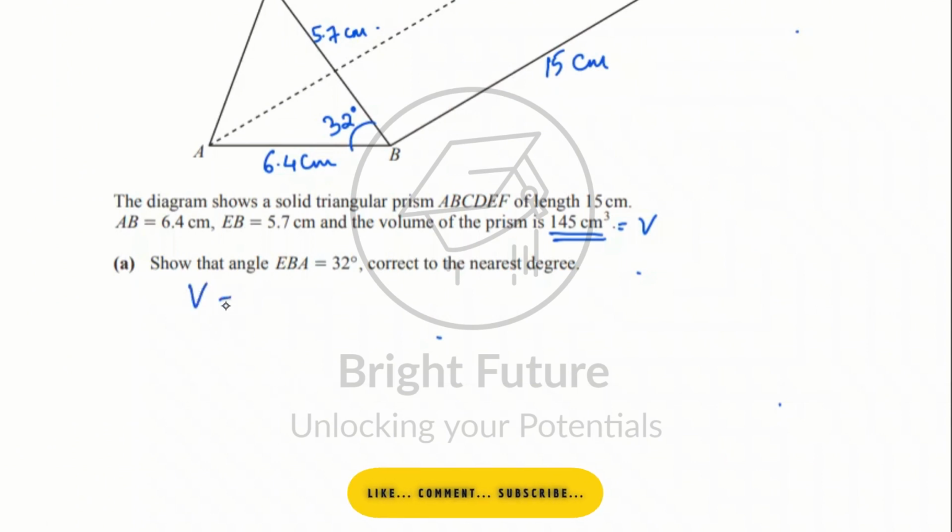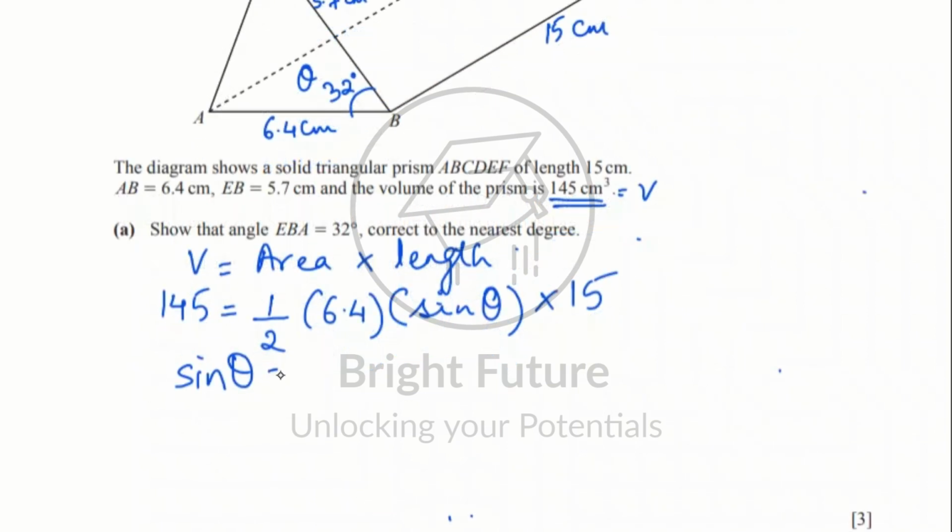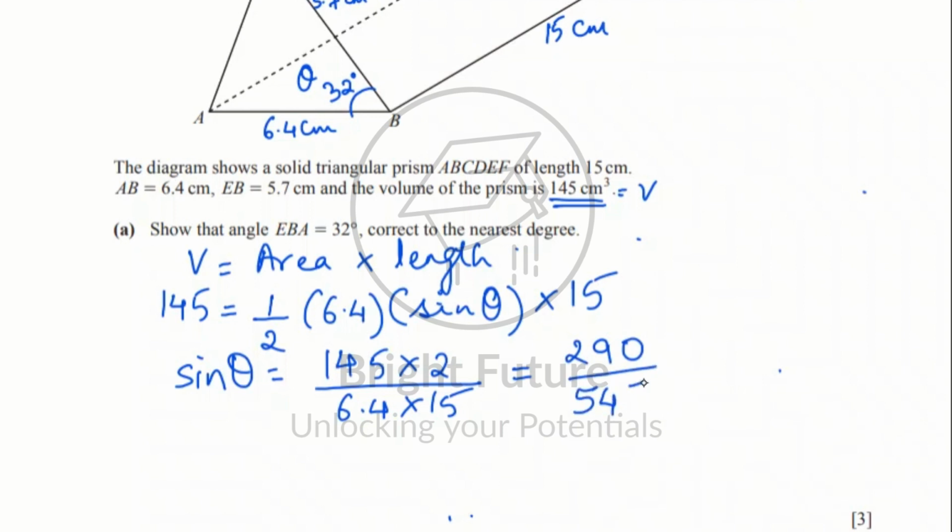Let's take volume. Volume is equal to area of cross section multiplied by the length. Volume is 145, area is half times 6.4 times sine of angle B. Let's assume angle B as theta, multiplied by length, that is 15. Relation: sine theta is equal to 2 times 145 upon 6.4 times 15, which gives me 290 upon 547.2.